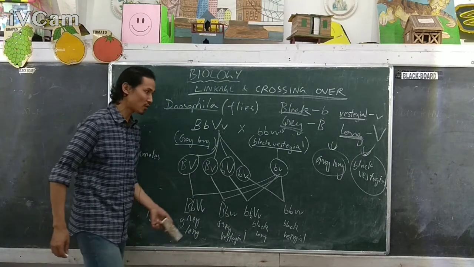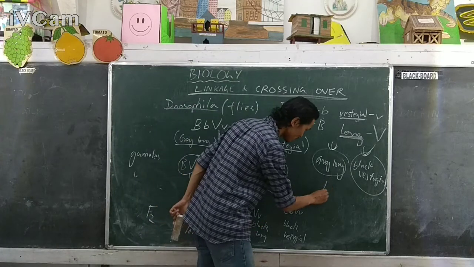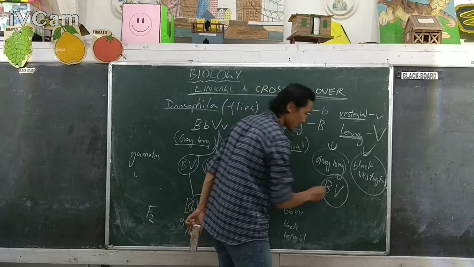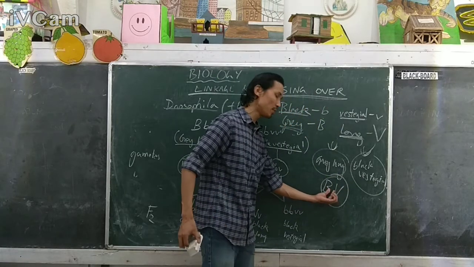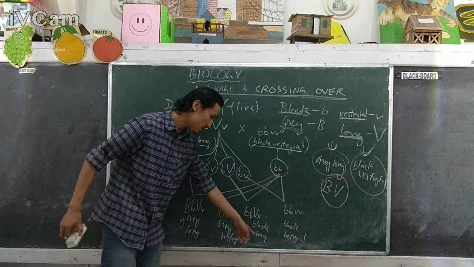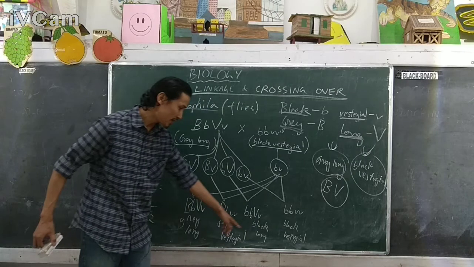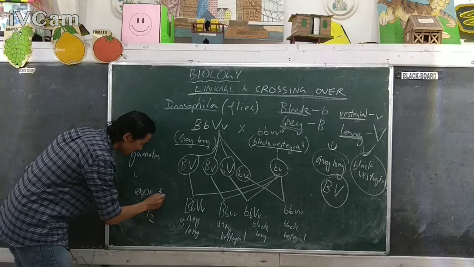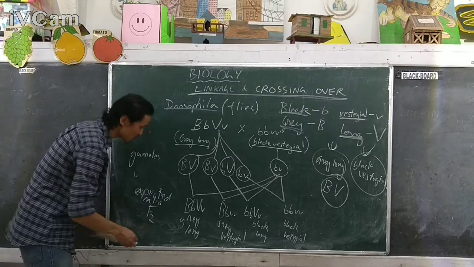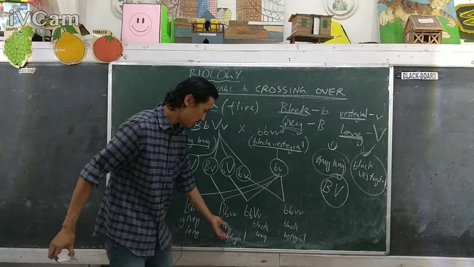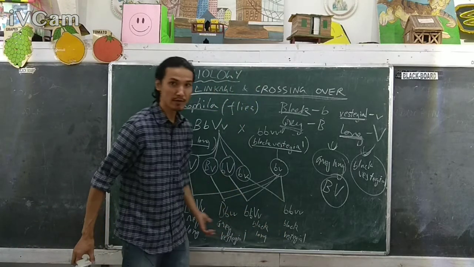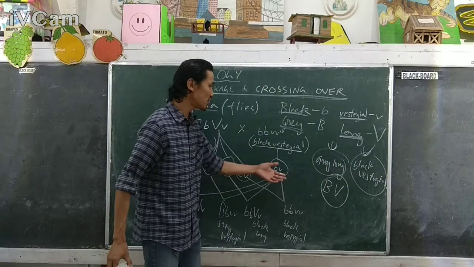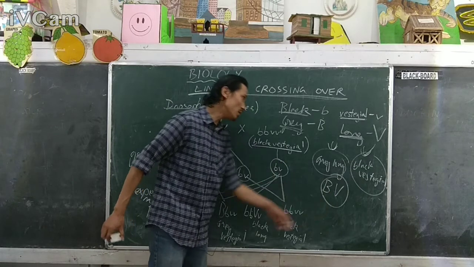And this also provides a clue that the genes for gray, that is capital B, and long, capital V, are linked together. That means they do not tend to separate, because if they separated out, we would be getting this type of offspring, that is gray vestigial and black long. So this one was the expected ratio, that is we are supposed to get gray long, gray vestigial, black long and black vestigial, but in reality what we'll get is only gray long and black vestigial. So this proves that the genes for gray and long are linked together.